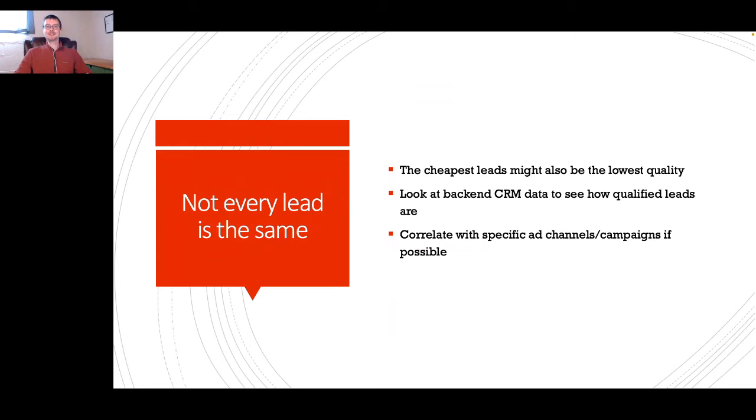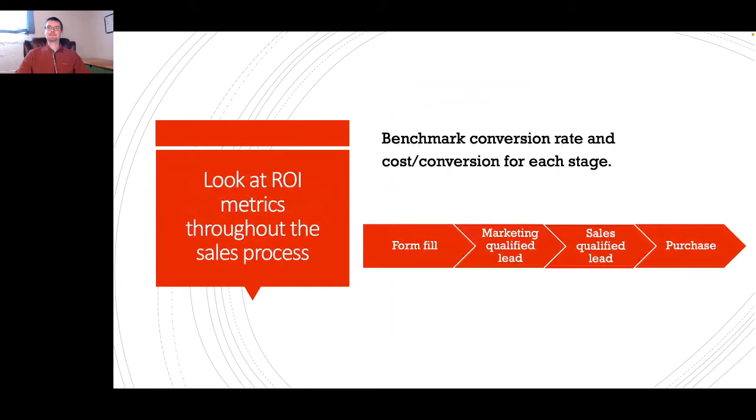Your leads that are cheap, you might be paying a low cost for them, but they might also be lower quality. So ideally, if you have good back-end data on your CRM, where you can see that leads came from a specific channel, like this one came from a Google search campaign versus a Facebook campaign. That's where you want to look at what channels are actually driving the most qualified leads that are making it through your sales process or purchasing from your site or whatever that might be.